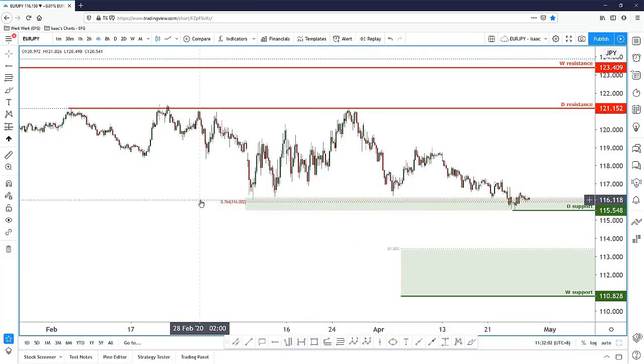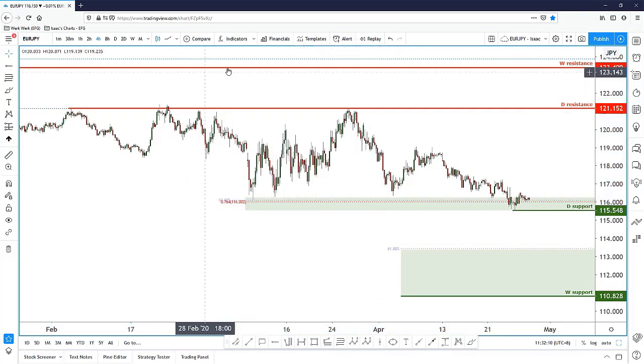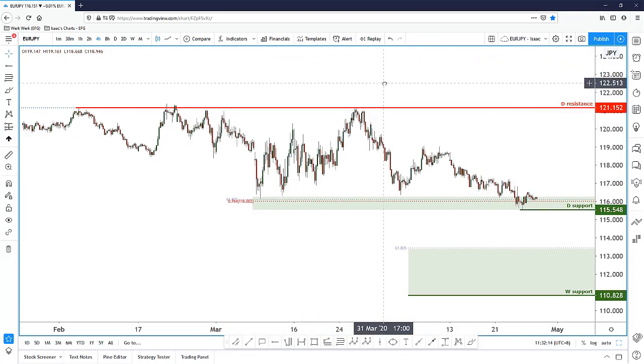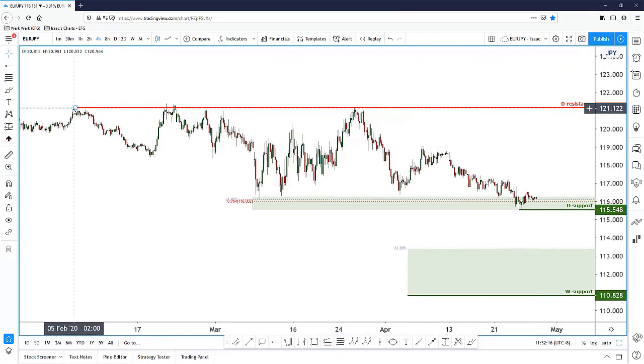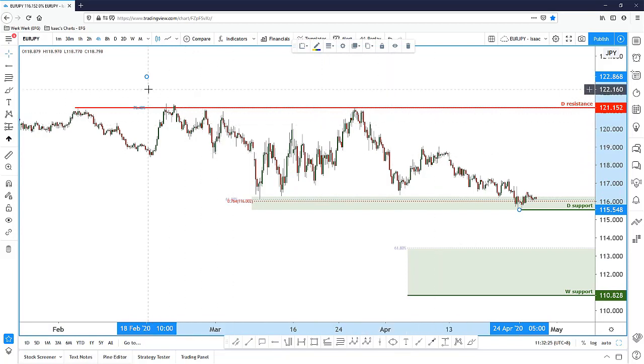Okay, just let me tidy this up. The weekly resistance, we can ignore it because it's really too far away. The daily resistance, we can still leave it there because it's still quite key.